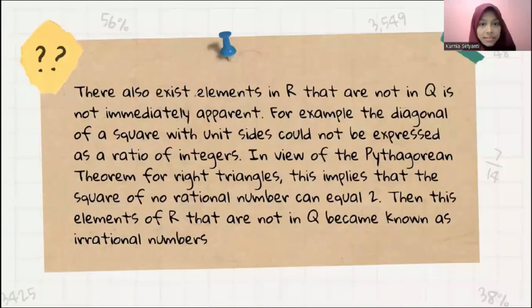There also exist elements in R that are not in Q, not immediately apparent. For example, the diagonal of a square with unit side could then be expressed as a ratio of integers. In view of the Pythagorean theorem for a right triangle, this implies that the square of no rational number can equal 2. So we can write it as R squared equals 2. Then these elements of R that are not in Q become known as the irrational numbers.